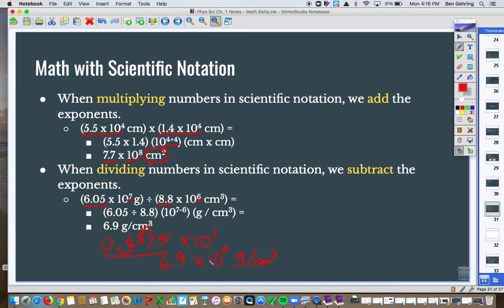If you're doing scientific notation, even if you don't need a power, you have to write times 10 to the 0. You cannot just write 6.9. Because I'm asking for scientific notation, you have to have the times 10.